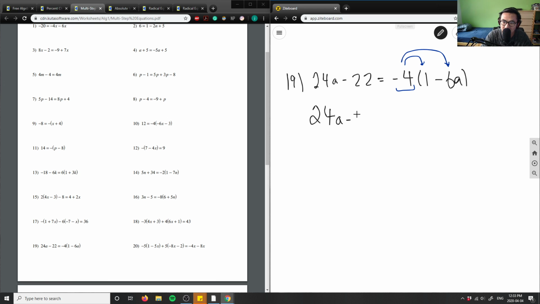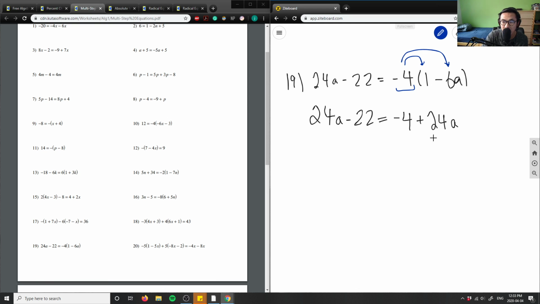Clearly can't do letters. Minus 22 equals, so I'm distributing negative 4 times 1 here is negative 4. Negative 4 times negative 6 here is positive. This is 24a, right? Two negative numbers make a positive number. So 24a as well. So now what I have to do is gather like terms, right?